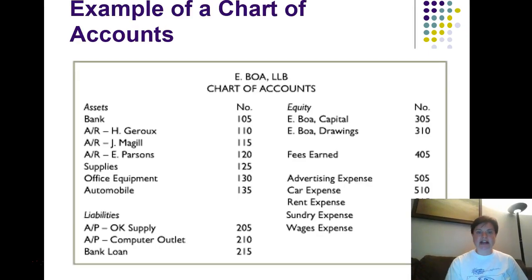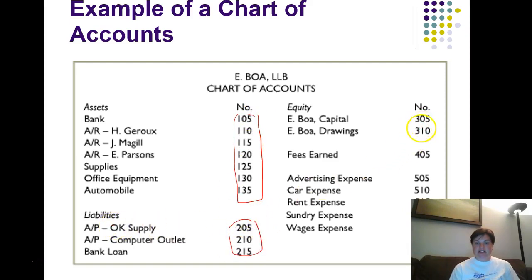So what does that look like? Well, here's that same company, Eva Boa, and here's her chart of accounts. And so she's listed all of her accounts here. So she's got her asset accounts, and they all start with the number 100. Our liabilities account here, equity, revenue, and then finally expenses all start with the number 5.